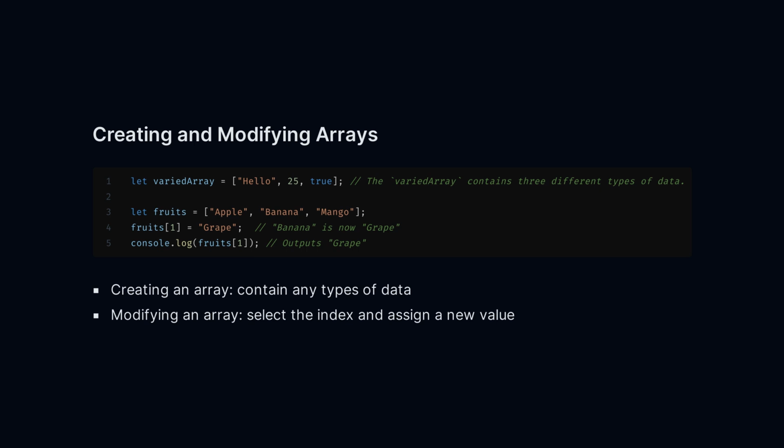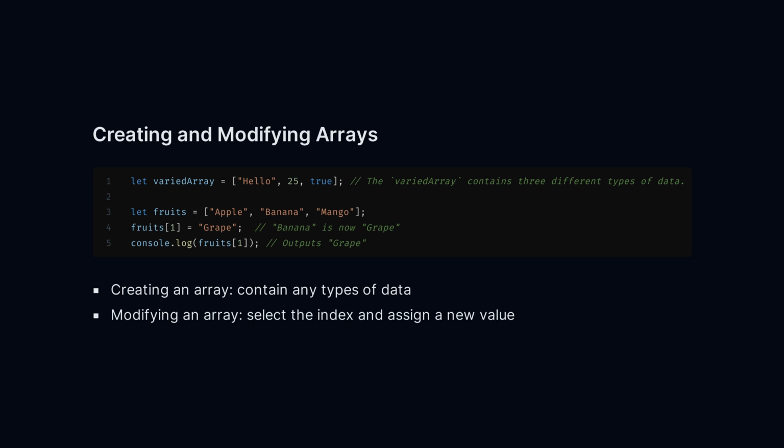Creating an array in JavaScript is like packing a lunchbox. You can include any type of food, or in our case, any type of data. The example on the slide shows an array that contains a string, a number, and a Boolean value. Indeed, arrays in JavaScript are quite flexible.